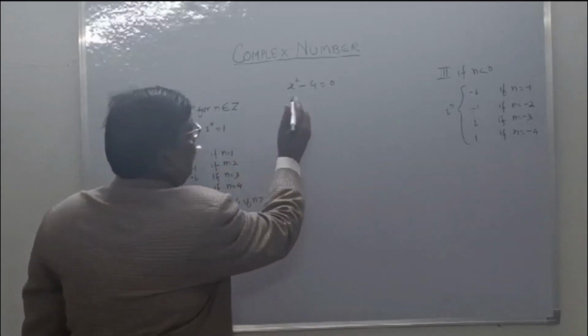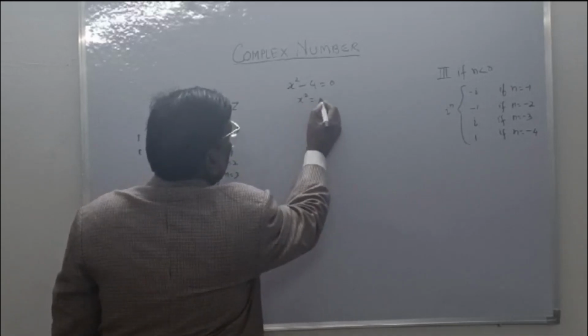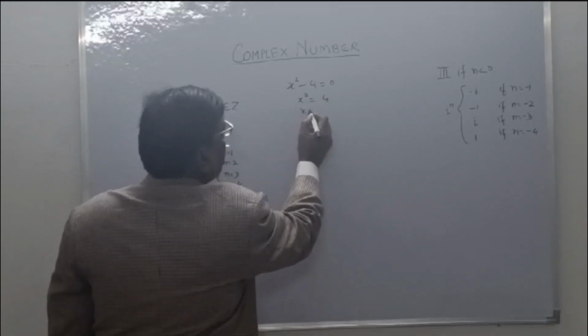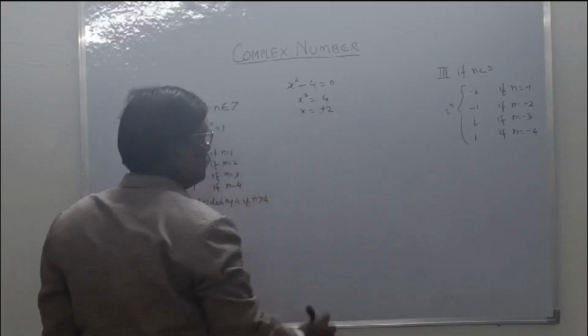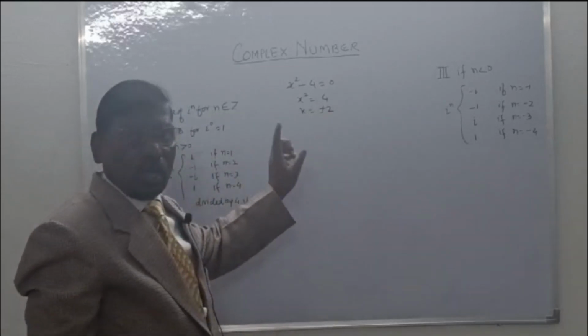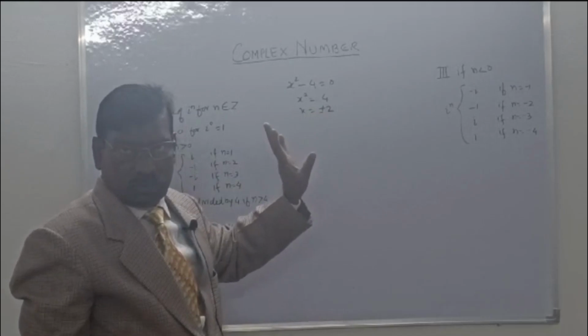So what is the value of x? So x square equal to 4. So x equal to plus minus 2. Value of x is 2, value of x is minus 2.